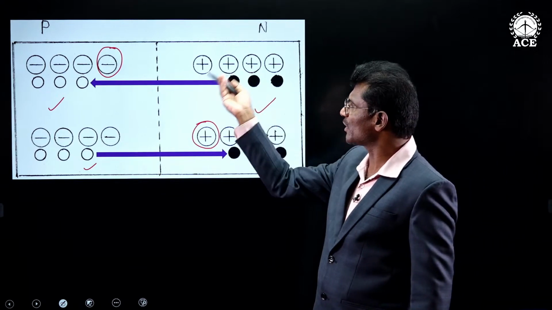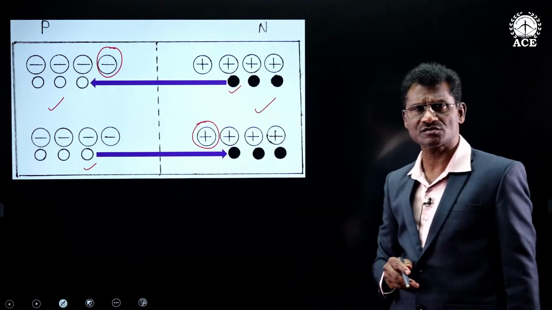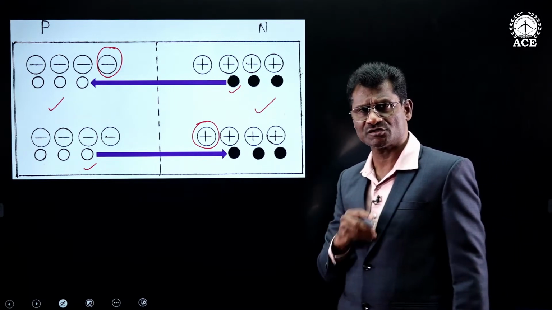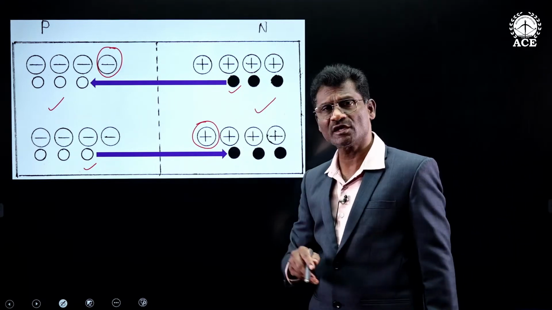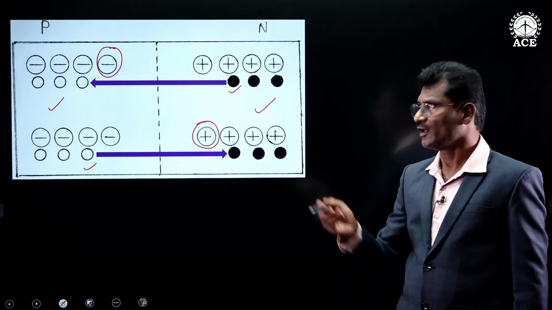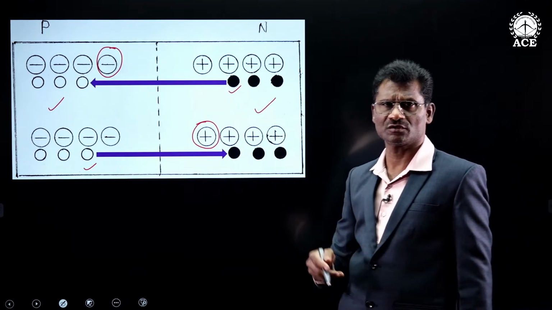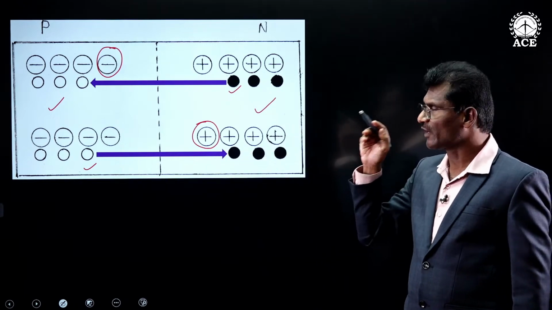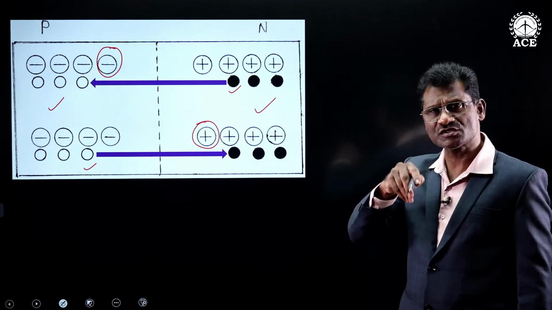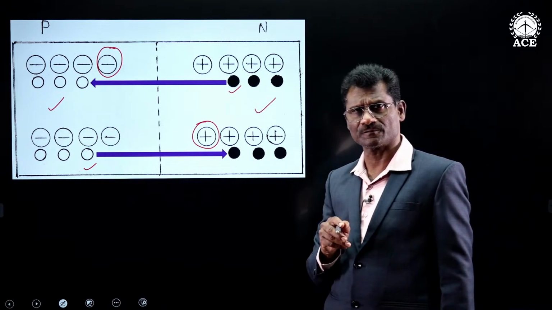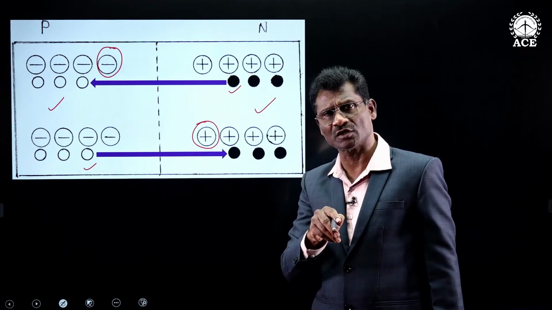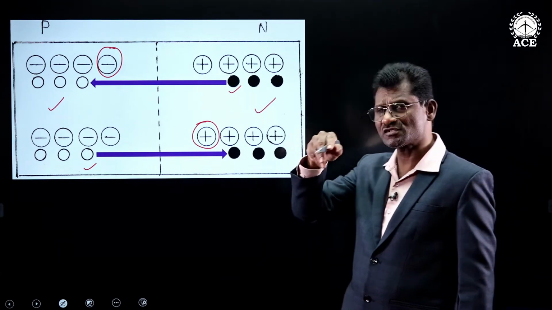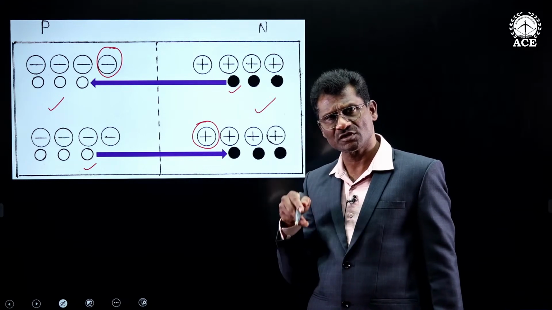From where did we get these positive and negative ions? They got created due to EHP recombination. Why did EHP recombination occur? It is because of the diffusion. Of which level? The first level. So we can now state that previous diffusion opposes present diffusion.